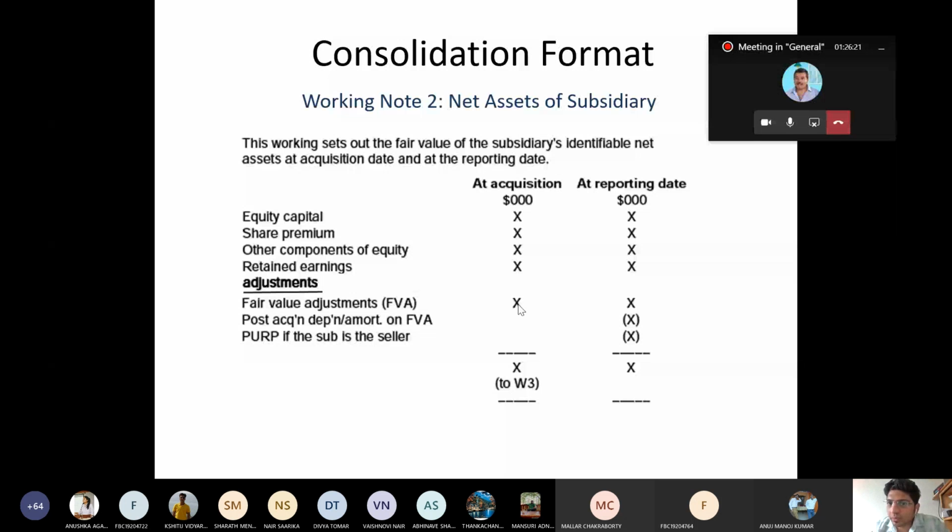Depreciation is a year-end adjustment, it will come directly on reporting date. And there is a concept called PERC, I'll come back to it later. Provision of unrealized profit is on inventory, but inventory valuation we will do on reporting date, so that will come there. So the value of net assets on acquisition date will be this amount.